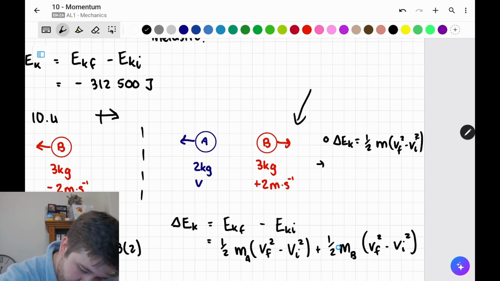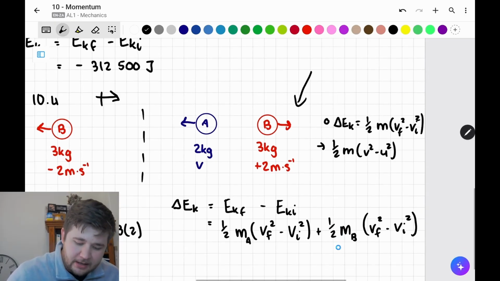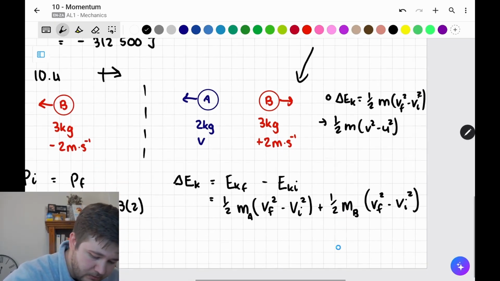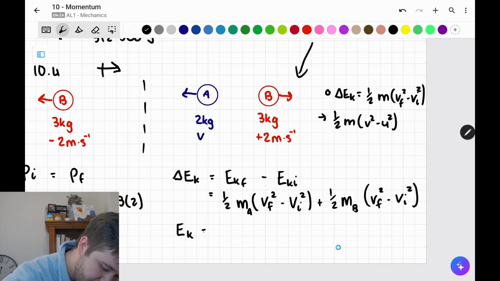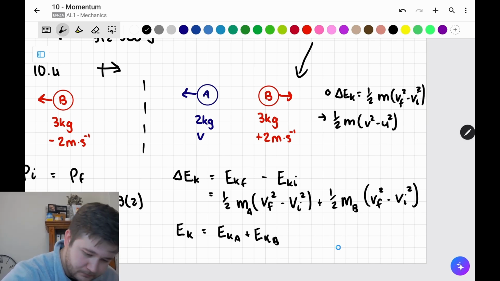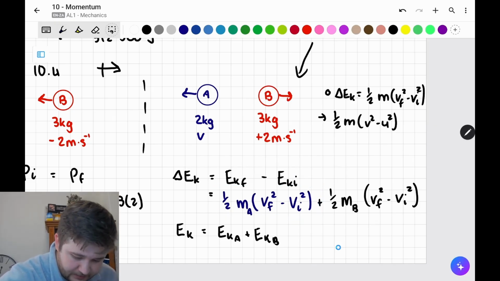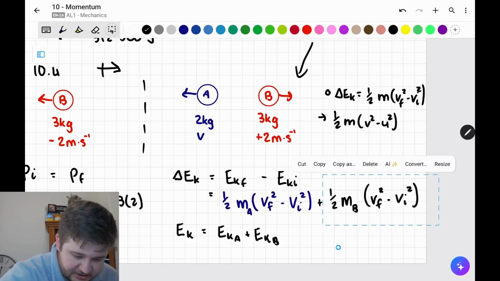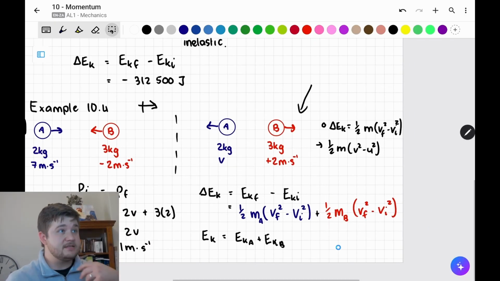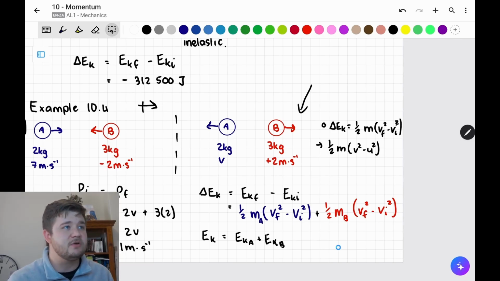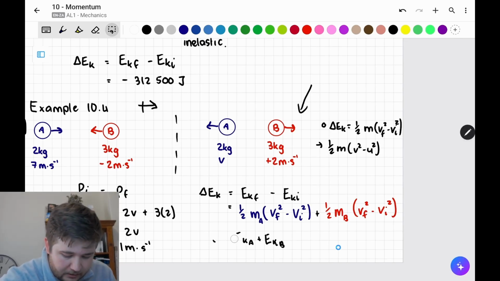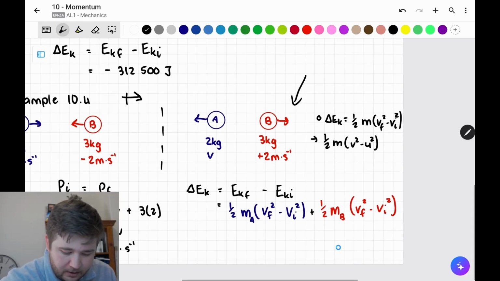Or another way that you could have seen it perhaps was to be half m, v squared minus u squared. It's just a matter of convention. And what I've just done is we know that our kinetic energy of the system is the kinetic energy of A plus that of the kinetic energy of B, where this will be the change in velocity of A and the change in velocity of B. Now, this isn't necessarily that you have to use this. I just like to expose you to a few different ways of doing this. You are welcome to use a method that you are comfortable with.